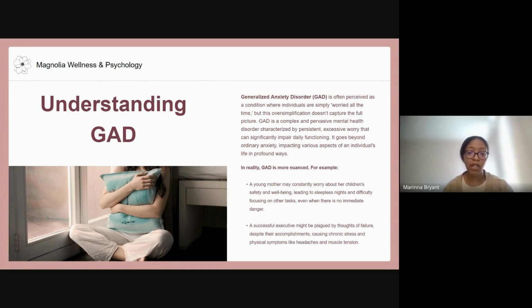So you may see, or you may know, or you yourself could be experiencing some of these examples. A young mother may constantly worry about the well-being and safety of her children, leading to sleepless nights and difficulty focusing on other tasks, even when there is no immediate danger. Another one: a successful executive might be plagued by thoughts of failure despite their accomplishments, causing chronic stress and physical symptoms like headaches and muscle tension. Clinically speaking, GAD is characterized by excessive worry that is disproportionate to the situation, lasting for at least 6 months. It affects various aspects of life, from relationships to work performance and self-care routines, which I will go into more later on.